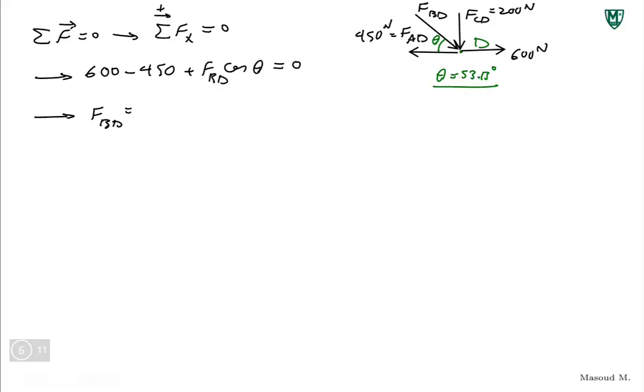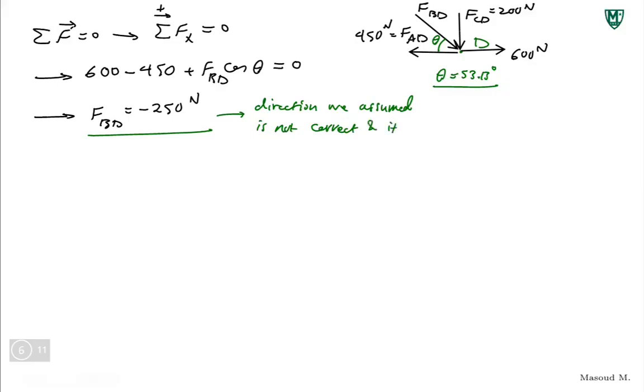I think we're going to get minus 250 newton. So I got a negative value. As you said, Richard, you pretty much figured it out by looking, but assume that we don't know. So this means the direction we assumed is not correct. And it should be, I would say, flipped, or the force should be flipped.